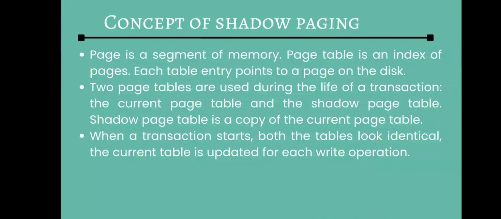When a transaction starts, both the tables look identical. The current table is updated for each write operation. The shadow page is never changed during the life of the transaction. When the current transaction is committed, the shadow page entry becomes a copy of the current table. Entry in the disk blocks with the old data is released. The shadow page table is stored into non-volatile memory. If the system crash occurs, then the shadow page table is copied to the current page table.